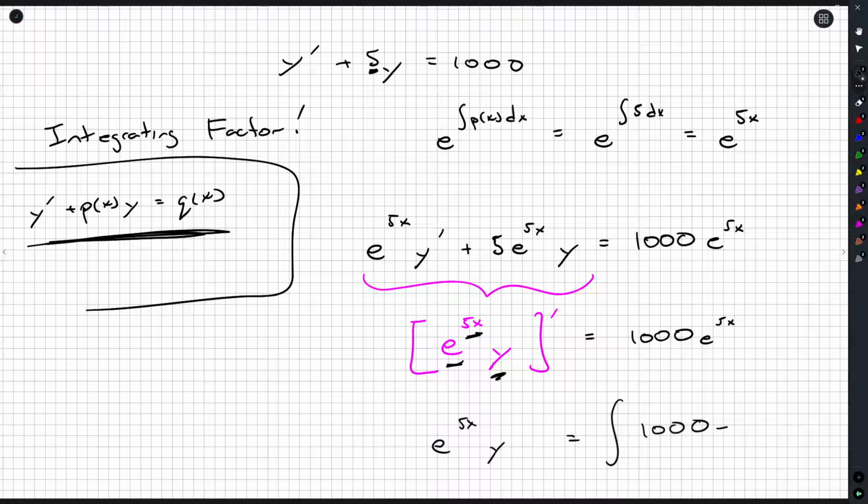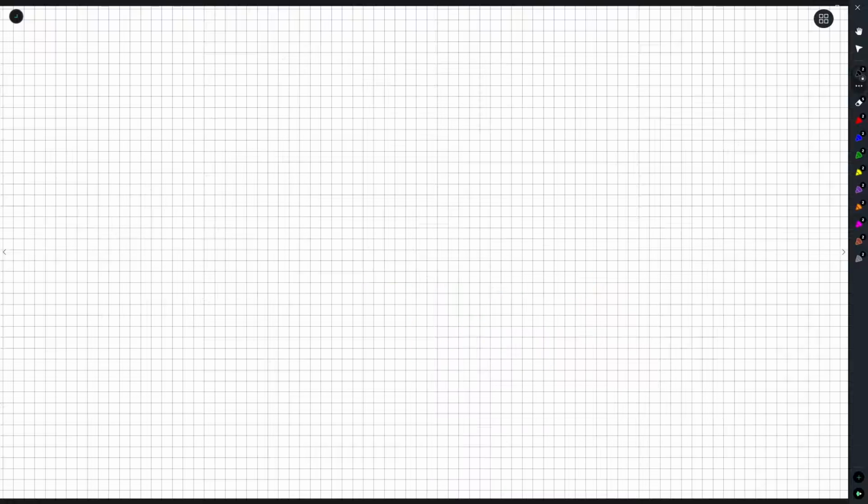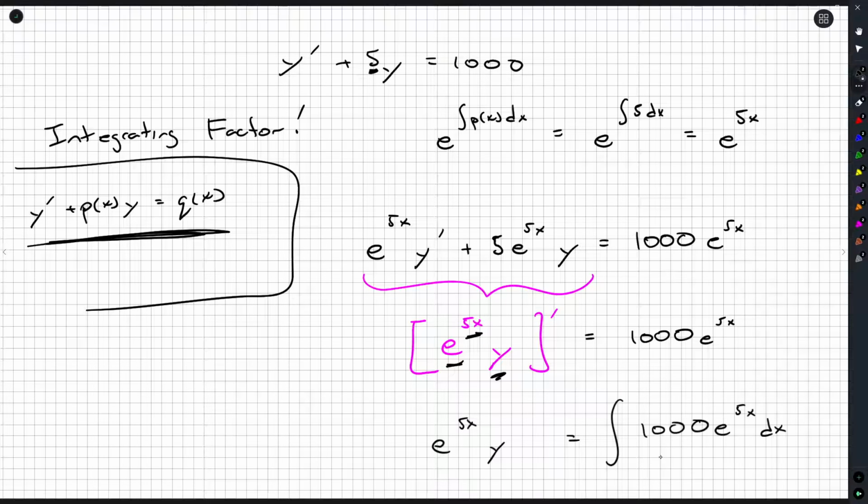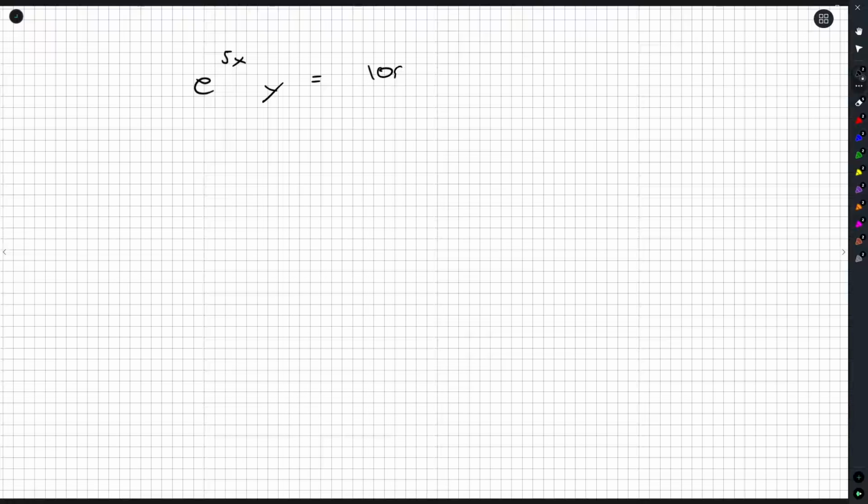And that should be equal to, well, integrate on one side, you got to integrate on the other side. So we get e to the 5x y, and then the 1,000 can come out. E to the 5x, what's an antiderivative of e to the 5x? E to the 5x over 5. And we can actually simplify a little bit. 1,000 divided by 5, that's just going to be 200. And then we're done our integration, so we add in the plus c.